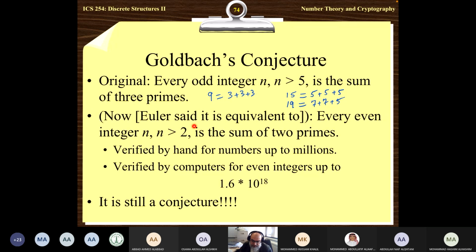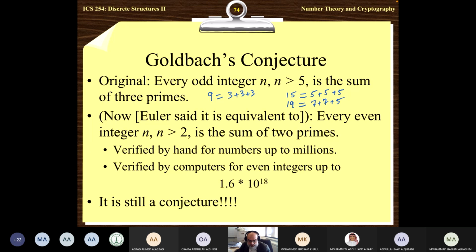Nowadays, this conjecture is equivalent, as it was shown by Euler, the great mathematician, to the following conjecture: every even integer n, where n is greater than 2, is the sum of two primes.